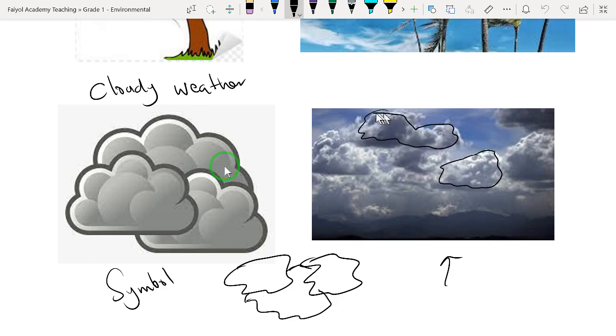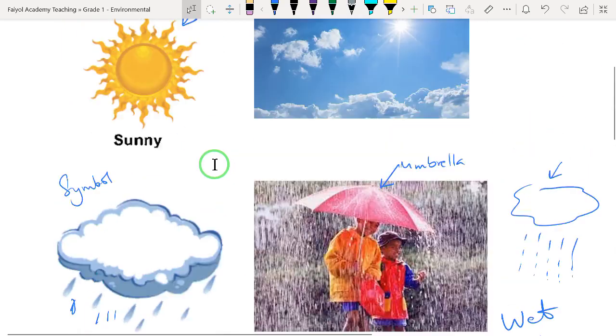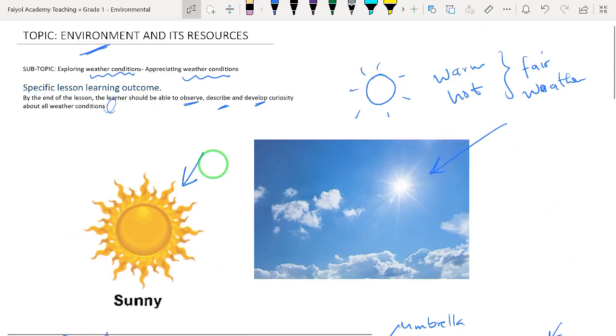The clouds sometimes might be heavy, they sometimes might be a bit bright, but the most important thing is that these are the clouds we are describing. Therefore, they might be covering the sun, and you may not see the sun fully. And those are the four weather conditions.